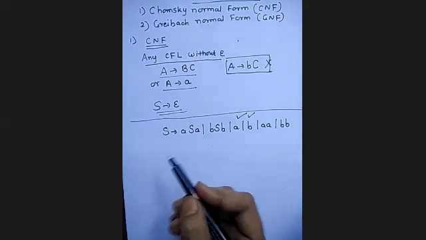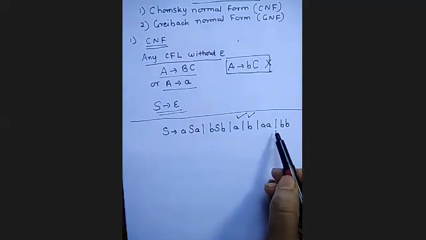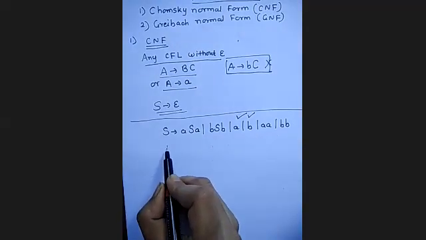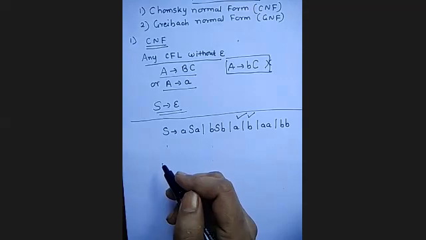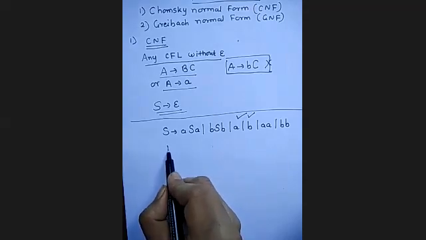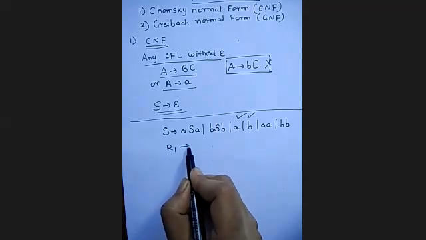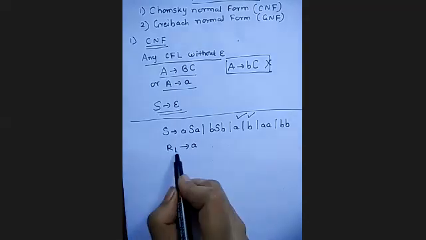So how to do this? Here there are two terminals. What is allowed? Two non-terminals. So what I can do here is add new non-terminals, add new productions to convert it. Suppose I am adding, let R1 gives A. This is a new non-terminal I have added here.